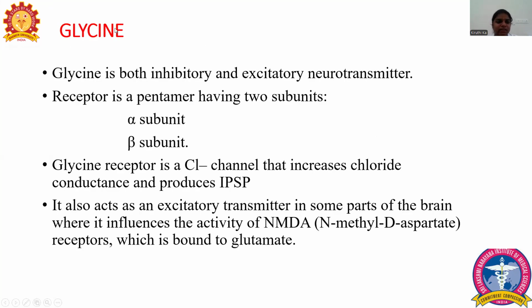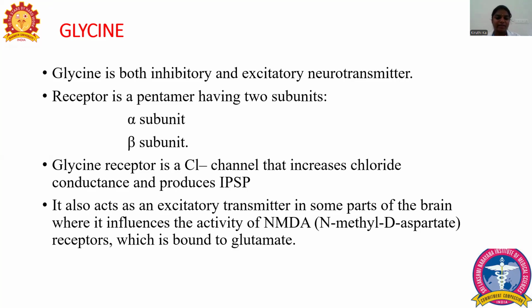So next one, glycine. Glycine is both an inhibitory and an excitatory neurotransmitter. The glycine receptor is a pentamer having two subunits, called the alpha subunit and the beta subunit. The glycine receptor is a chloride channel that increases chloride conductance and produces IPSP. Hence glycine is a main inhibitory neurotransmitter. It causes direct postsynaptic inhibition in the brainstem and the spinal cord.